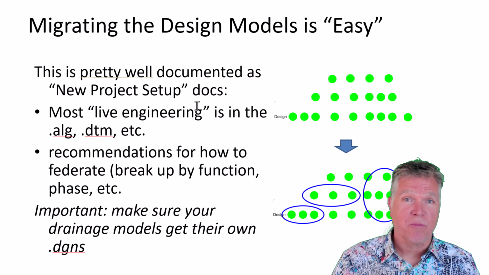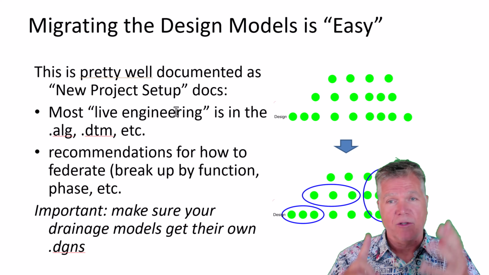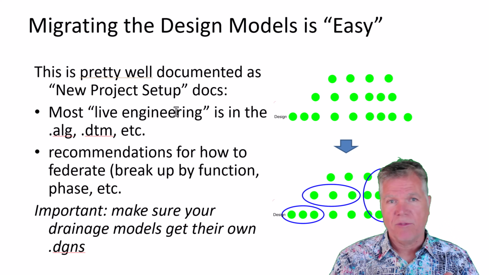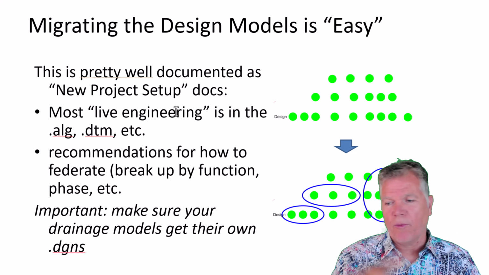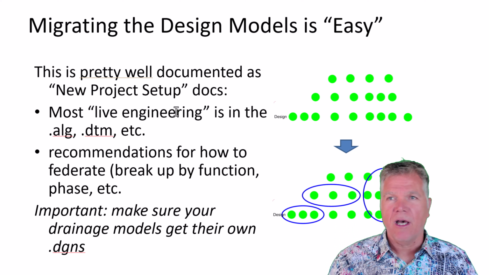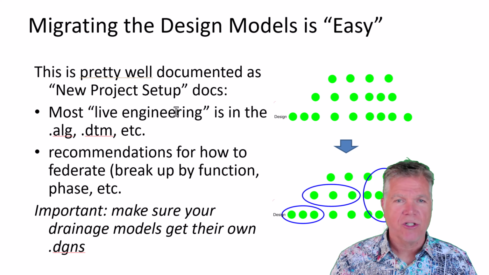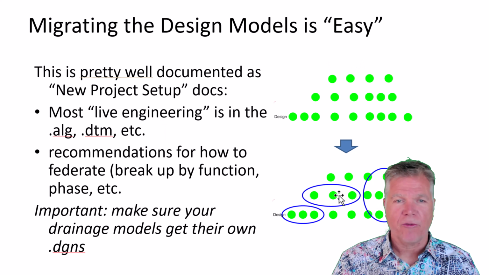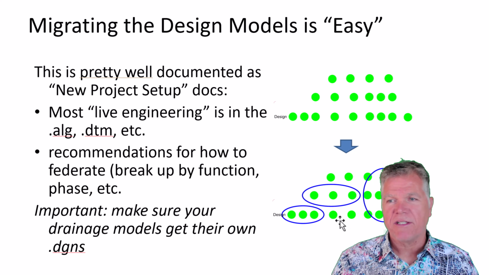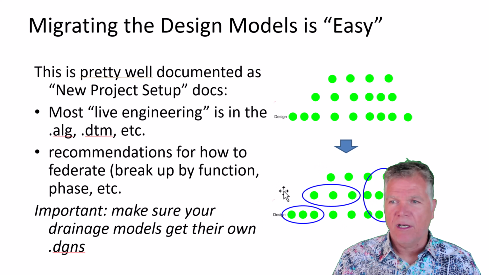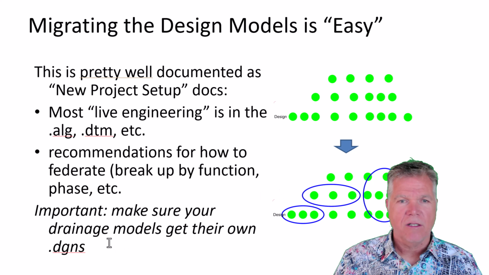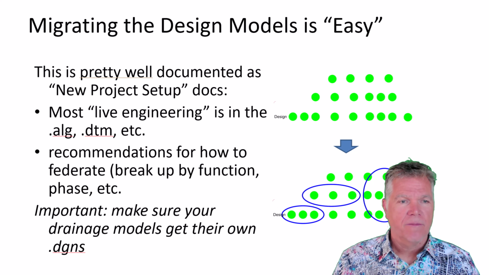Migrating the design models is pretty easy. Again, your design data is ALG, DTM, GPK, all that stuff. There are direct paths forward. It's documented. There is other DGN data that's probably valuable that you want to manage, but that tends to be a fairly minor thing. You may organize things differently, and that just means you've got to make sure your references are updated. Make sure your drainage models get their own DGNs.